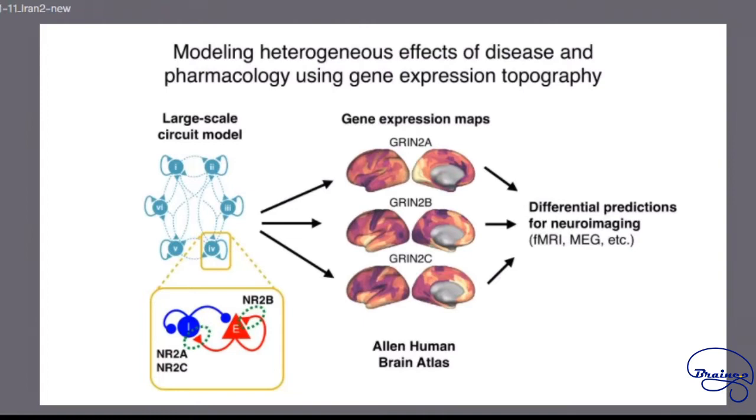And then be able to put that all together in the model and then make differential predictions for some neuroimaging measure like fMRI or EEG, MEG, to dissociate the effect of different receptors, which may be targeted pharmacologically.